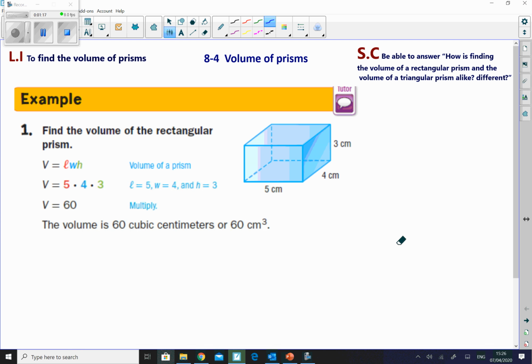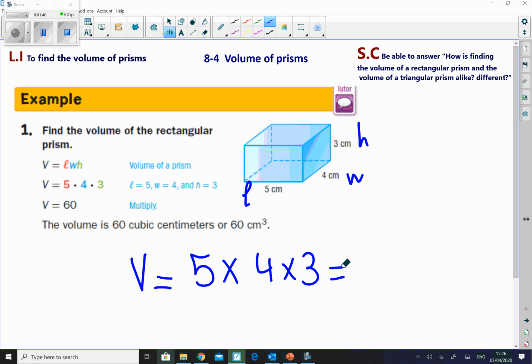Okay, so let's take an example like this one. I have here a rectangular prism and I want to find the volume for it. I have here the length, the width, and the height. So to find the volume, I will multiply all the sides together. So it will be 5 times 4 times 3. 5 times 4 is 20. 20 times 3 equals 60. And the unit will be centimeter cubed.